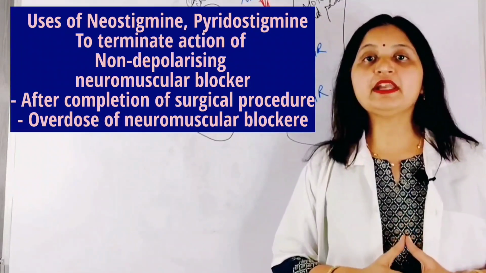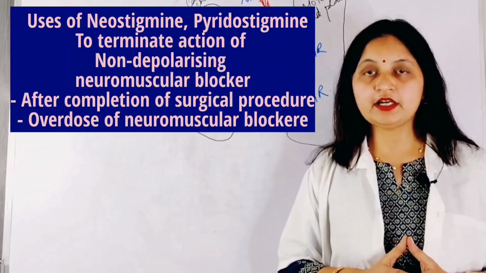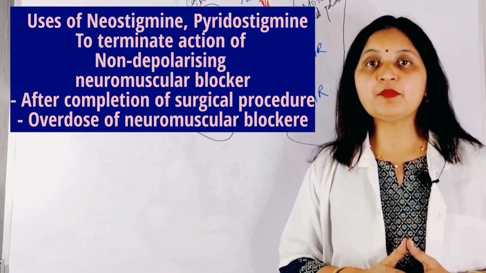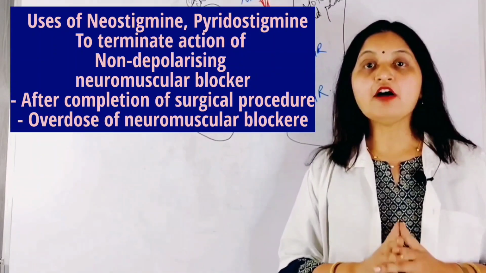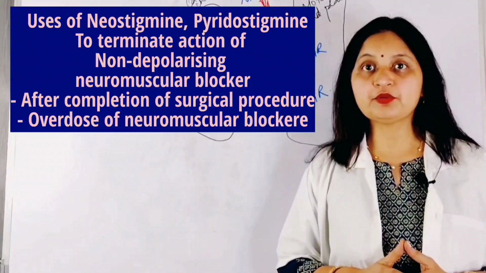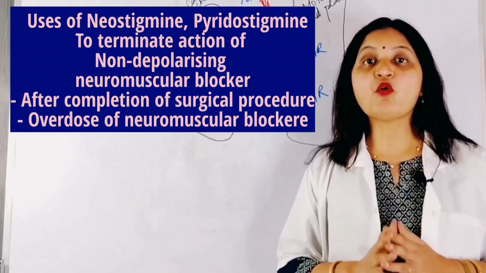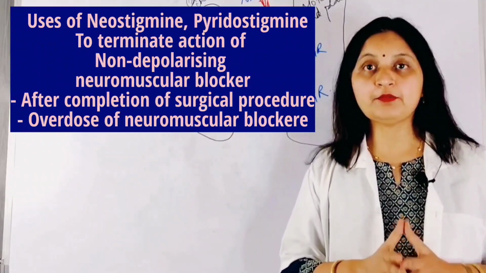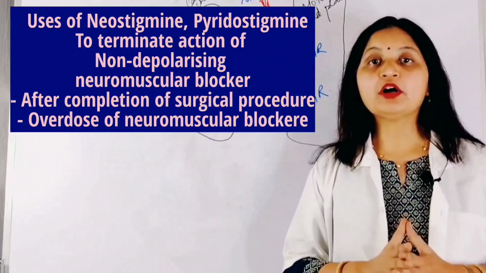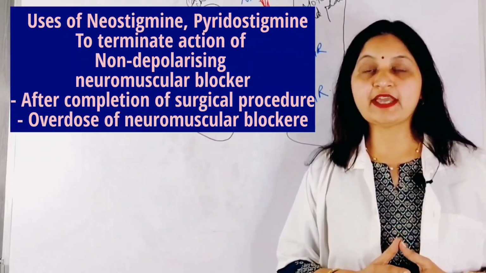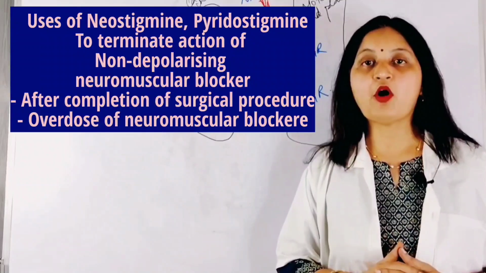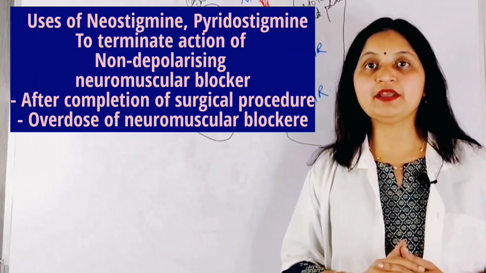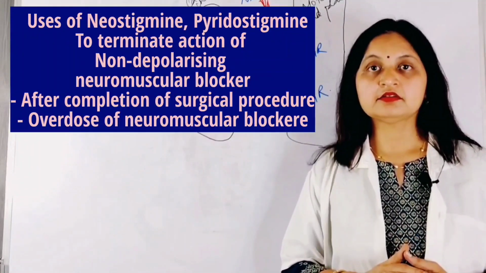Thus, neostigmine and pyridostigmine are administered to terminate the neuromuscular blocking action after the completion of the surgical procedure or in case of overdose of neuromuscular blocker, so that the blockade of the neuromuscular junction can be reversed with the help of drugs such as neostigmine and pyridostigmine.